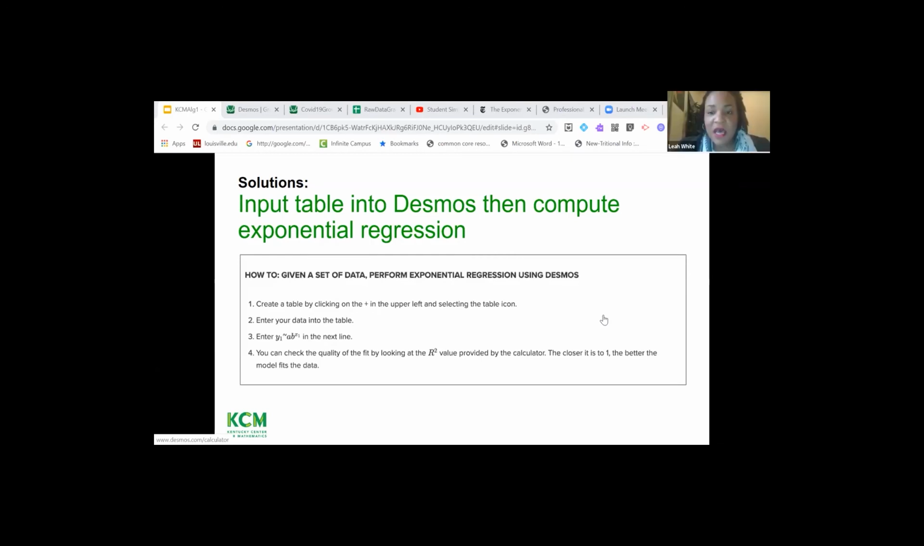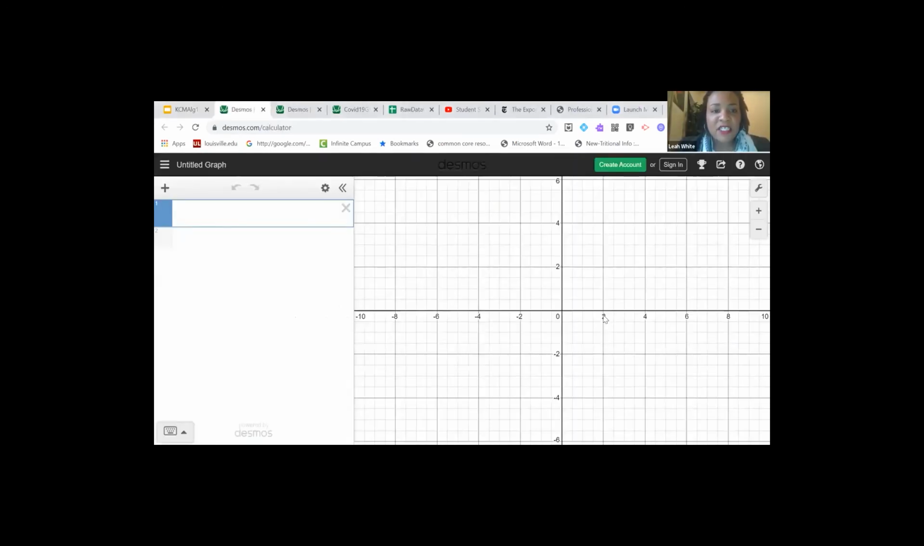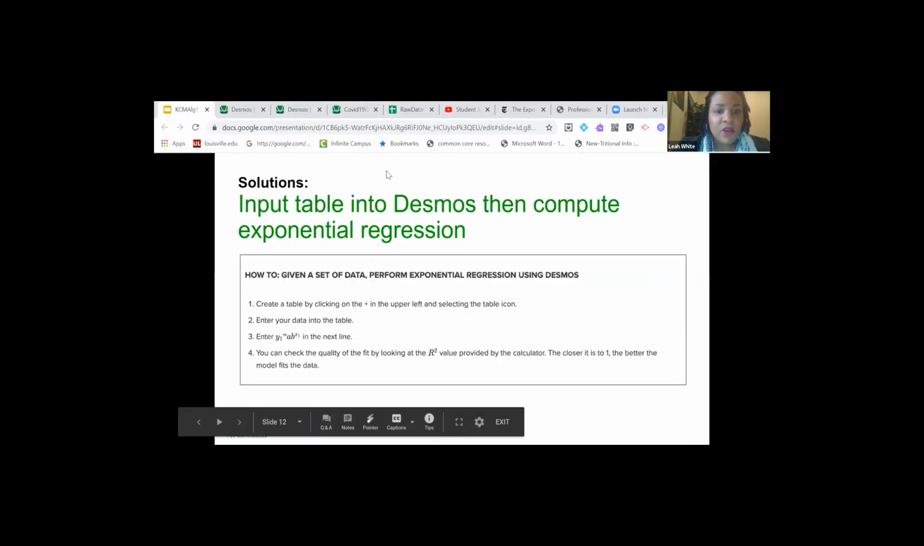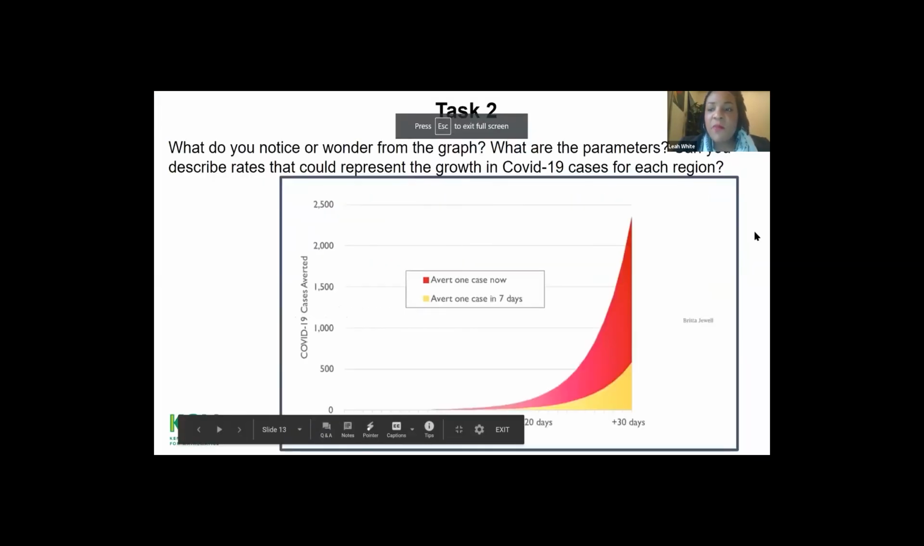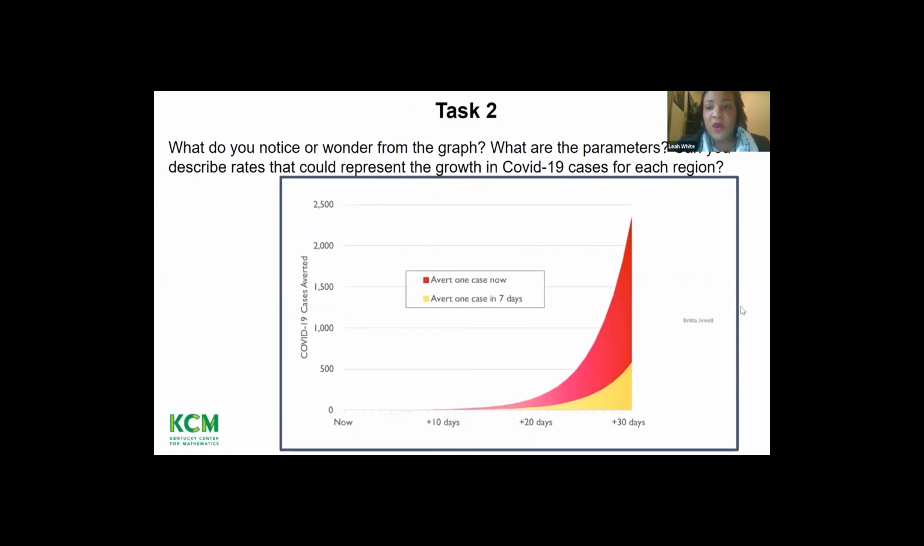All right. Okay, so there are two more tasks, but we obviously are running out of time. Here's the second task. This visual also is from the New York Times article, and Britta Jewell was the person who came up with this idea of let's make some changes now to prevent the spread for later. I thought this was an excellent visual you can give to kids and just ask them what they notice and wonder, what are the parameters.